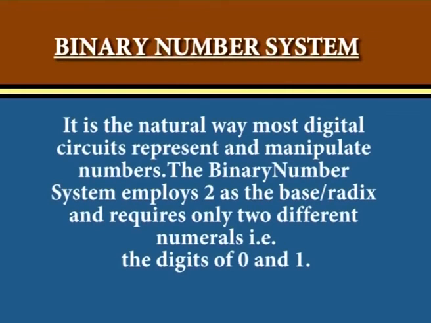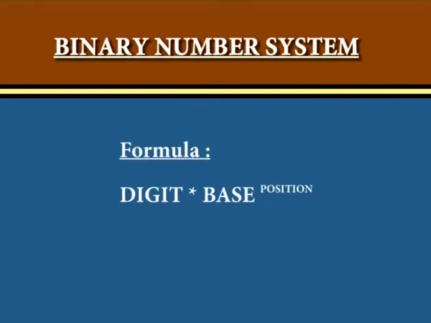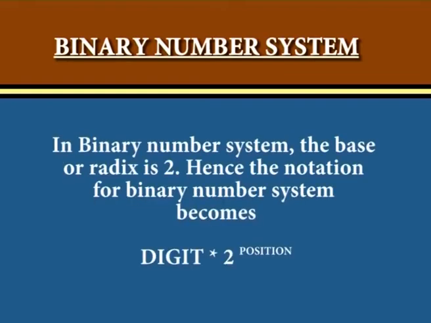Second is the binary number system. It is the natural way most digital circuits represent and manipulate numbers. The binary number system employs 2 as the base or radix and requires only 2 different numerals, that is, the digits 0 and 1. Recall the already discussed formula, that is, digit into base raised to the power position. In the binary number system, the base or radix is 2, hence the notation becomes digit into 2 raised to the power position.